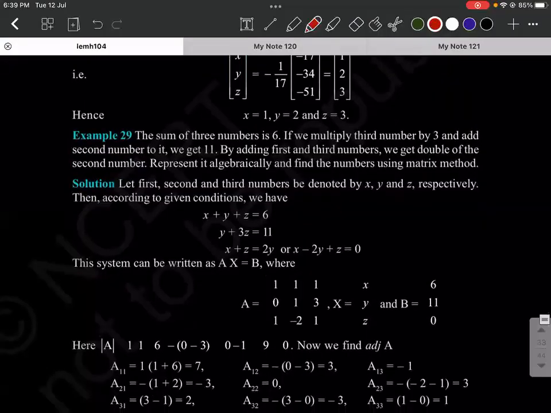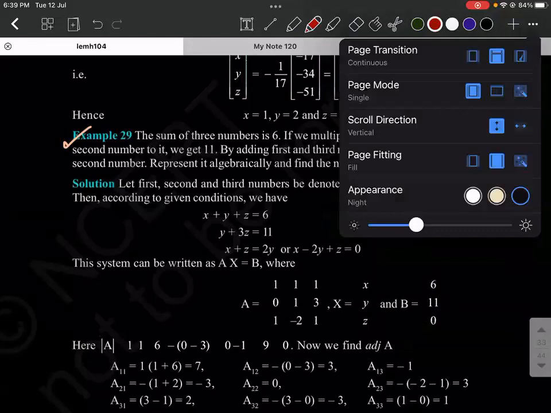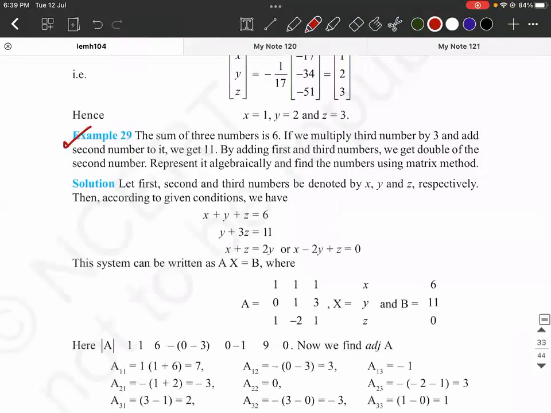Okay. Listen. So the last kind of problem in this application is the statement problem. Instead of giving you the equation, they'll give you the scenario. For that scenario, you need to find the equation and find the solution. Okay. So the sum of three numbers is 6. Let the three numbers be x, y, z. So the sum of three numbers is 6 means x plus y plus z is 6.